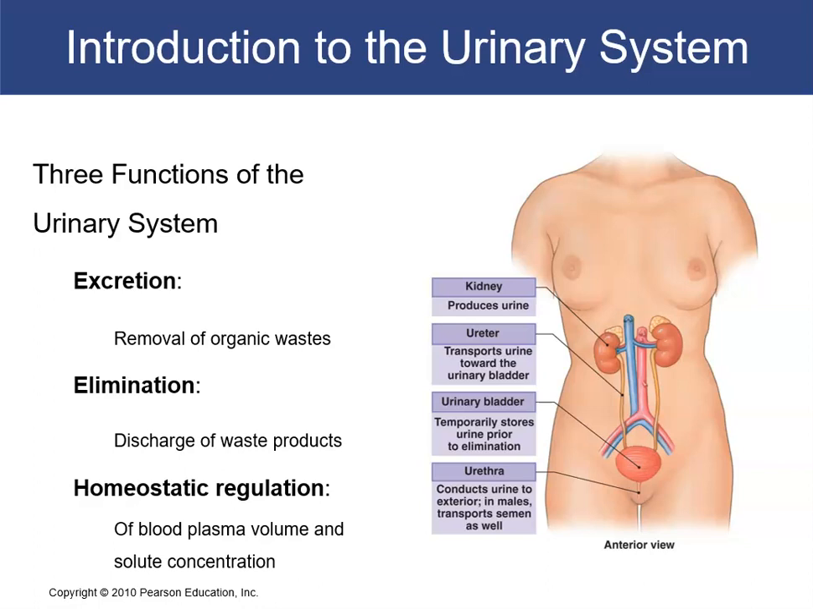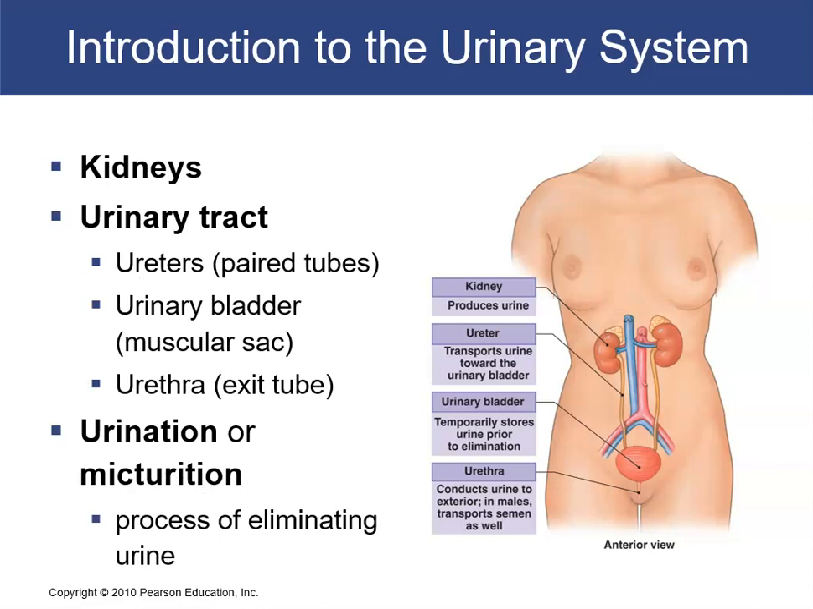These functions are performed by, first, the kidneys. These are the organs that produce the urine. They perform the excretory and homeostatic functions that we just mentioned. Second component is the urinary tract itself. The job of the urinary tract is to carry the urine from the kidneys to the outside.